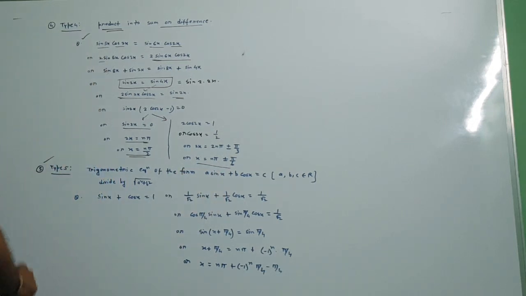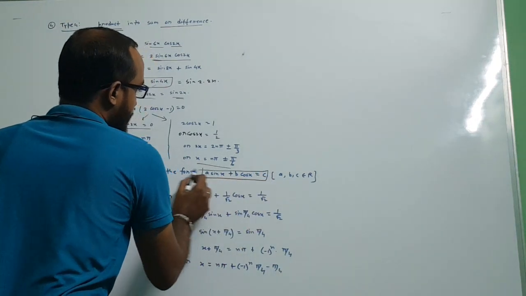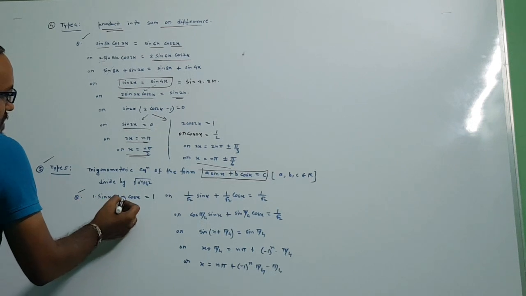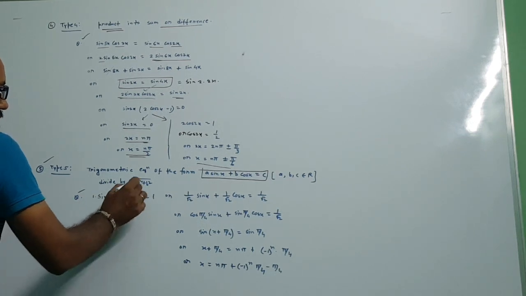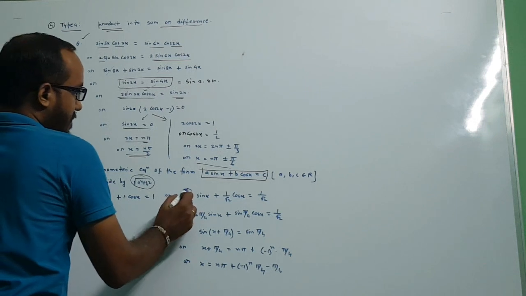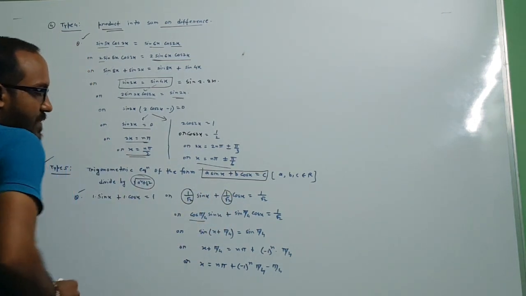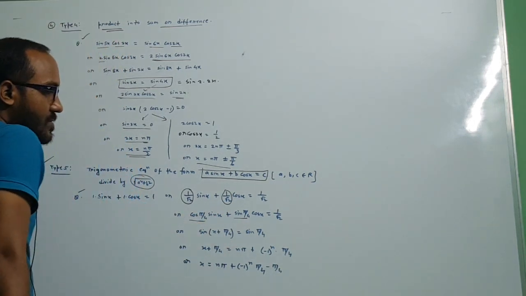Now another type is type 5, trigonometric equation of the form a sin x plus b cos x equals c. See one question, here a is 1, b is 1: sin x plus cos x equals 1. In this type of problem, you have to divide by root under a square plus b square. So root under 1 square plus 1 square, that is root 2. So you have to divide both the sides by root 2. Now 1 by root 2 is cos pi by 4. Here 1 by root 2 is sin pi by 4. You can apply sin pi by 4 here also.